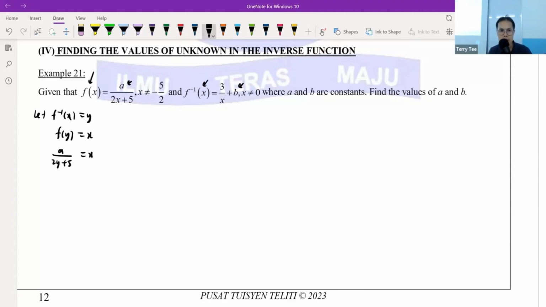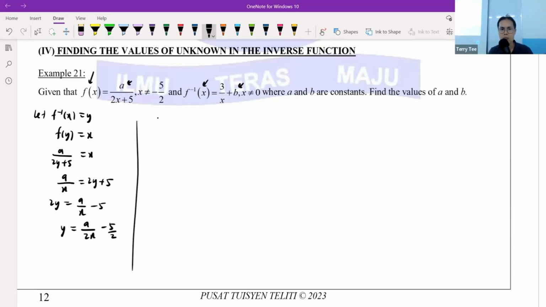So switch this upside down. Make y the subject. A over x equals 2y plus 5. 2y is a over x minus 5, divided by 2. When you divide by 2, you get a over 2x minus 5 over 2. Now, this is basically your inverse.